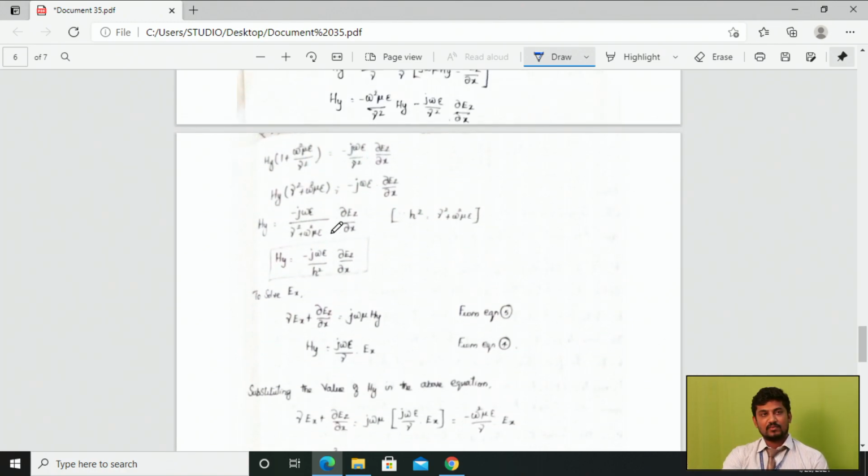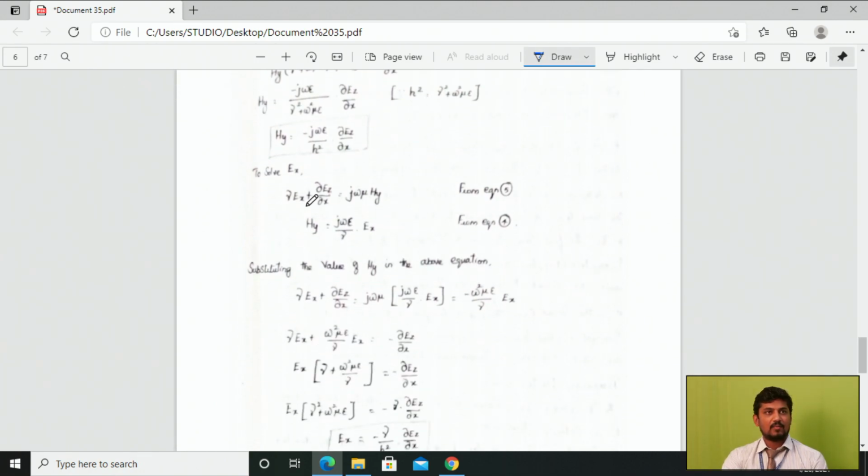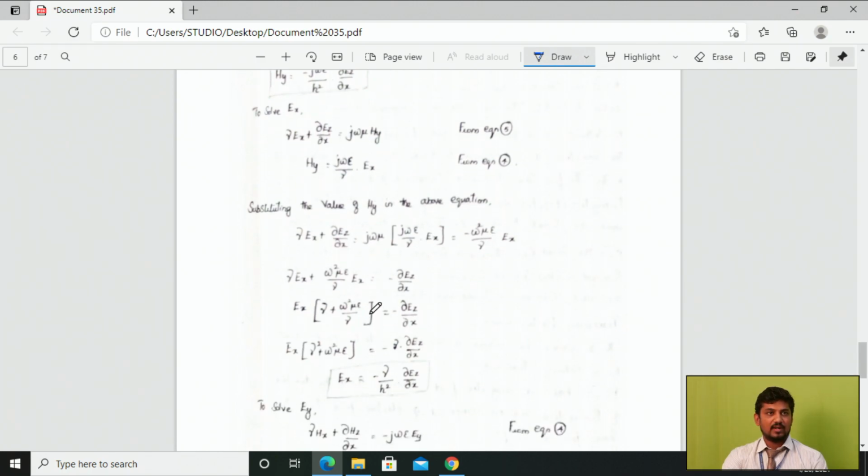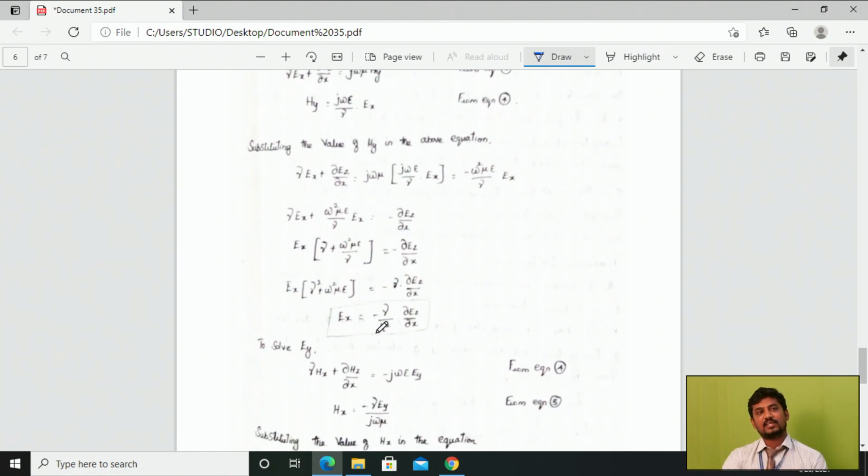So till now we have found the Hx and Hy values, that is the magnetic field strength. Now we will see the Ex and Ey values, that is the electric field strength. Again with the help of equation number 5 and equation number 4, we can write like this: gamma Ex plus dou Ez by dou x is equal to j omega mu Hy. We know the Hy value, so we can substitute directly. Then on the left hand side take all the Ex terms, take Ex outside common, then Ex is equal to minus gamma by h square into dou Ez by dou x.